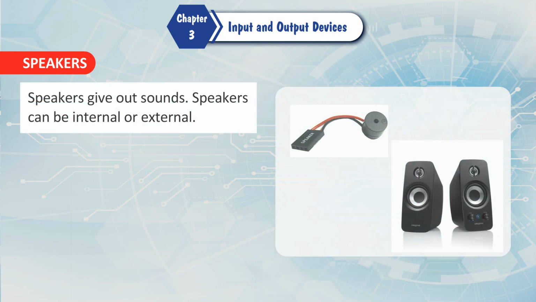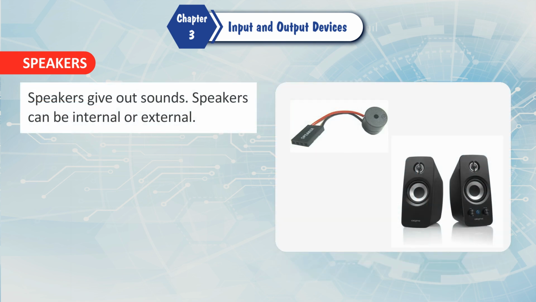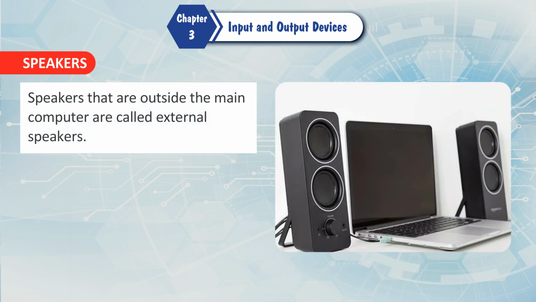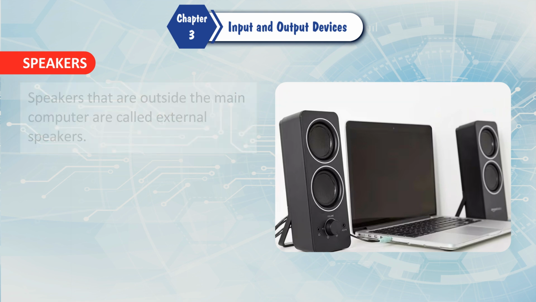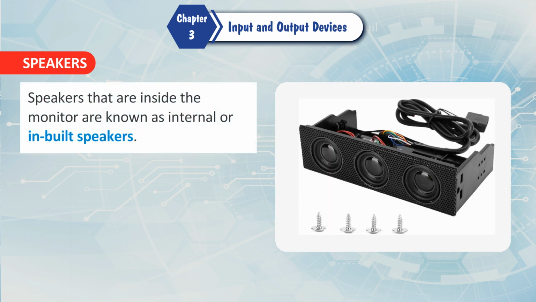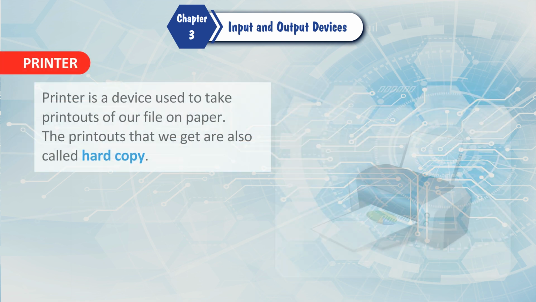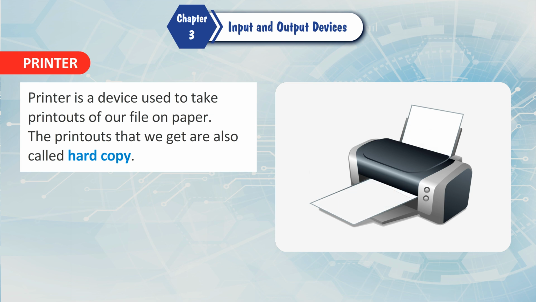Speakers. Speakers give out sounds. Speakers can be internal or external. Speakers that are outside the main computer are called external speakers. Speakers that are inside the monitor are known as internal or inbuilt speakers. Printer. Printer is a device used to take printouts of our file on paper. The printouts that we get are also called hard copy.